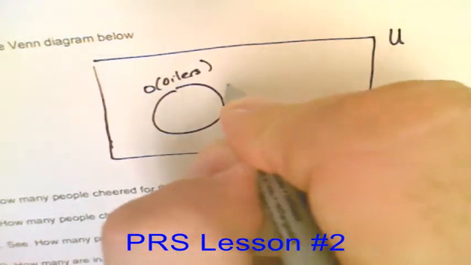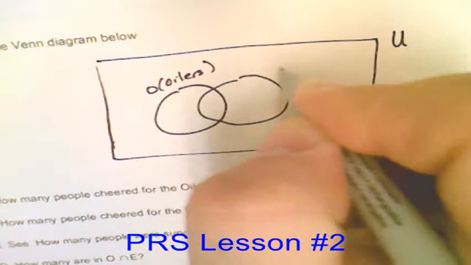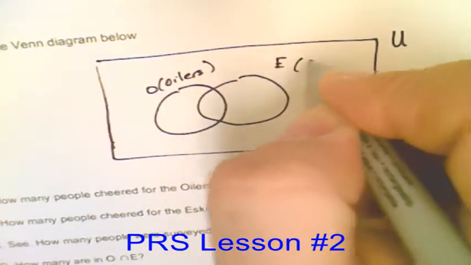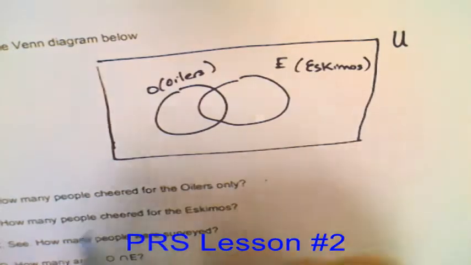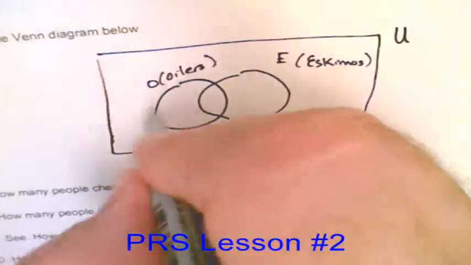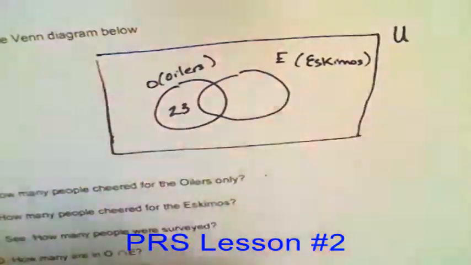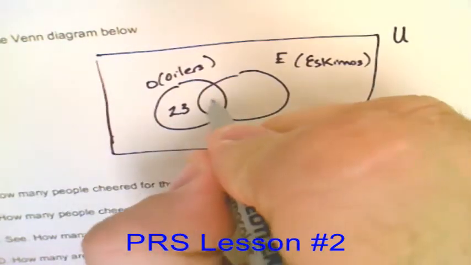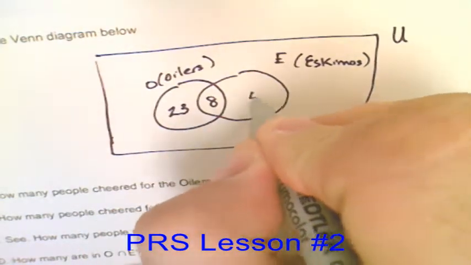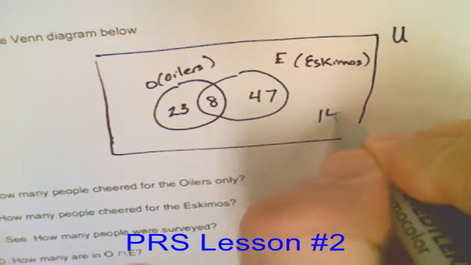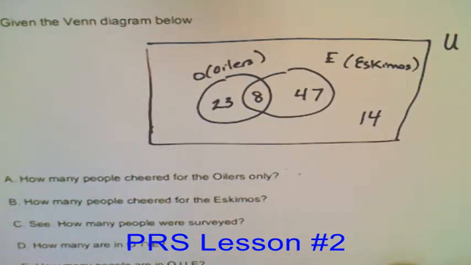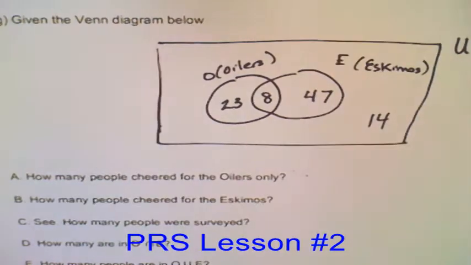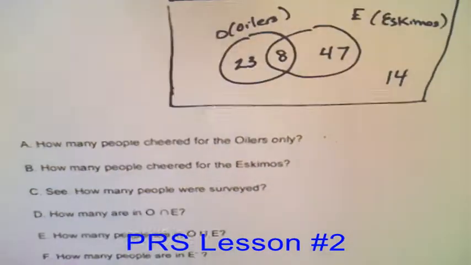Now, you can do a whole variety of things with these operations. Given the Venn diagram below, and I'm going to draw a Venn diagram. I'm going to try to draw it neat this time. There's my universal set. Okay. I've got set O, which is Euler's spans. I've got another circle intersecting set E, which is Eskimo spans.